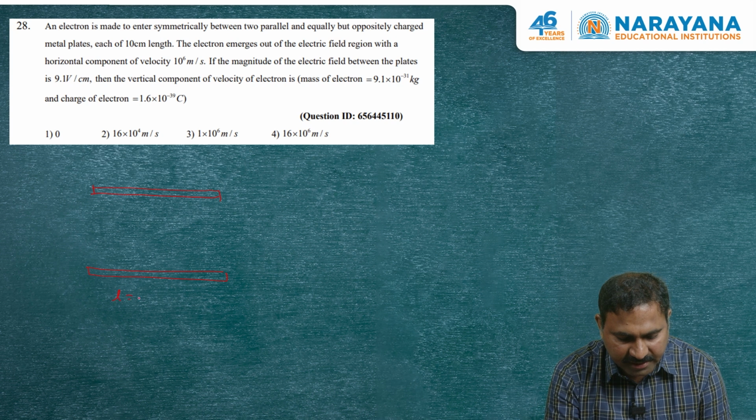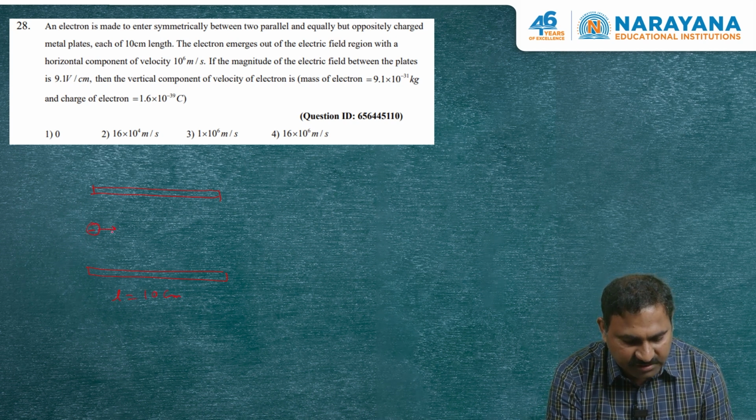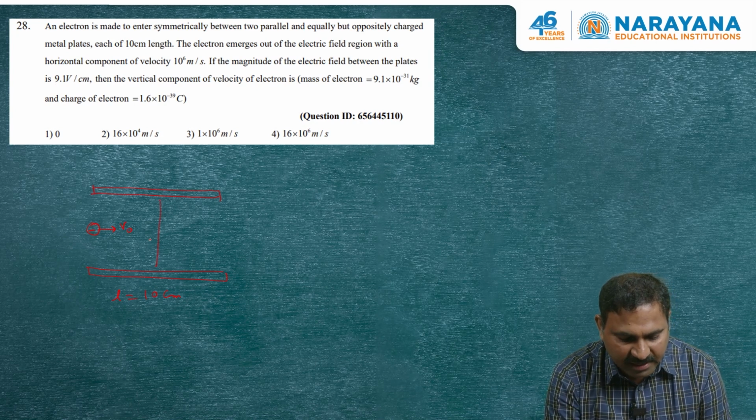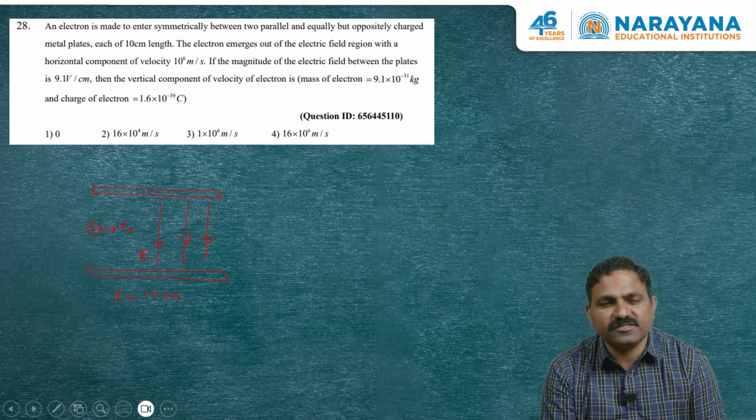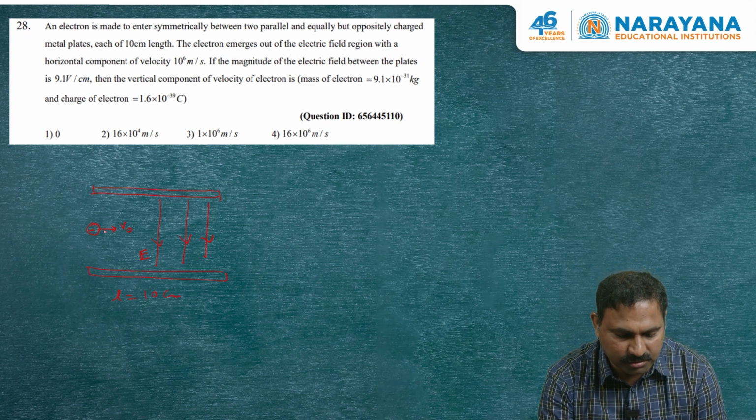Length of each plate is given as 10 centimeter. Electron is projected with velocity v naught, let us say. Suppose the electric field between the plates is like this. As it is a negative charged particle, it experiences force in the direction opposite to the electric field. So, it comes out from the plates like this.